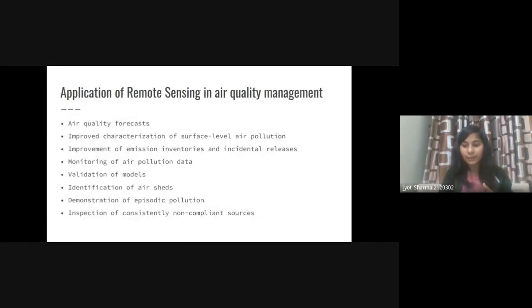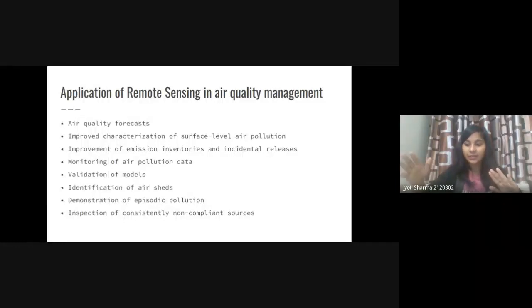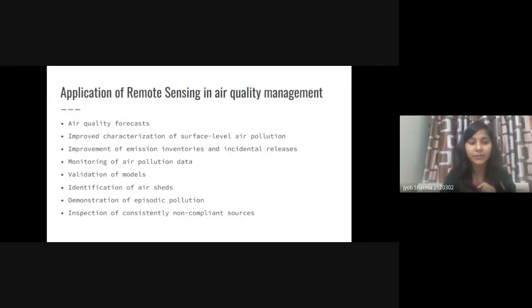based on the topography. For example, if there is a valley and a plain area, you can call the plain area one airshed and the valley another airshed, because the valley has a different pollution level or different composition of pollutants than the plain because of the topography. So an airshed is a particular area that has similar characteristics of pollutants. Then you can improve the emission inventory, and then incidental release monitoring. These are some of the applications that you can exploit with remote sensing.